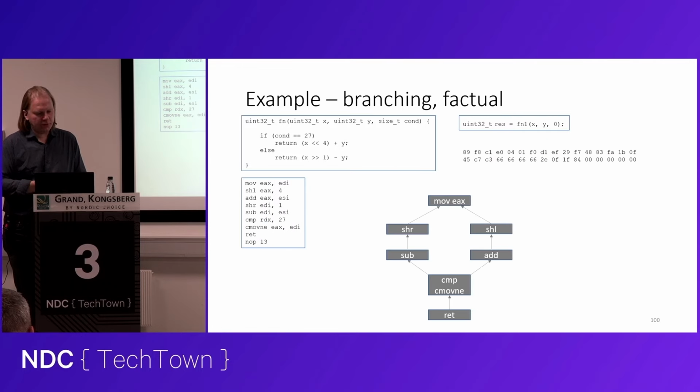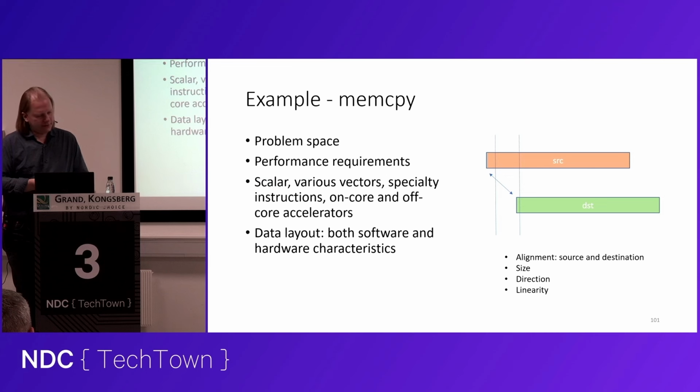Now, if we actually look at what the smarter compiler did, the smarter compiler removed the branching completely. Again, at the cost of doing twice the work, we avoid branching here.